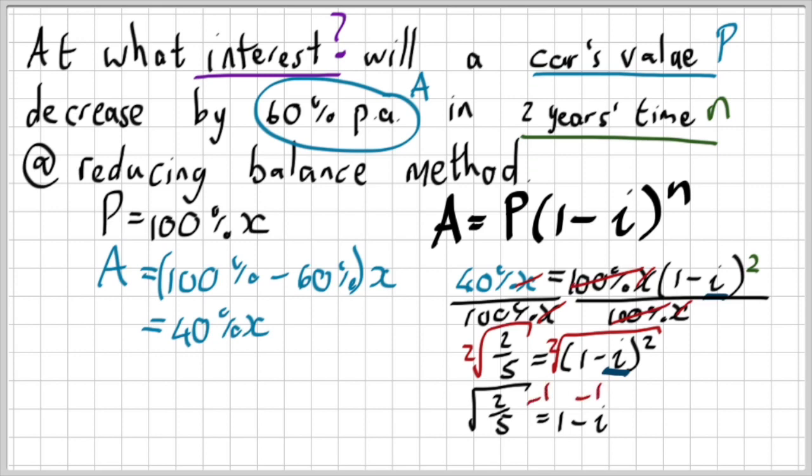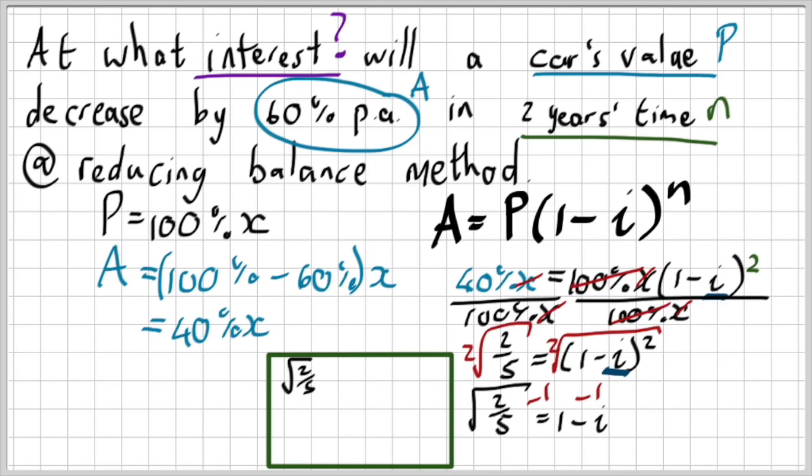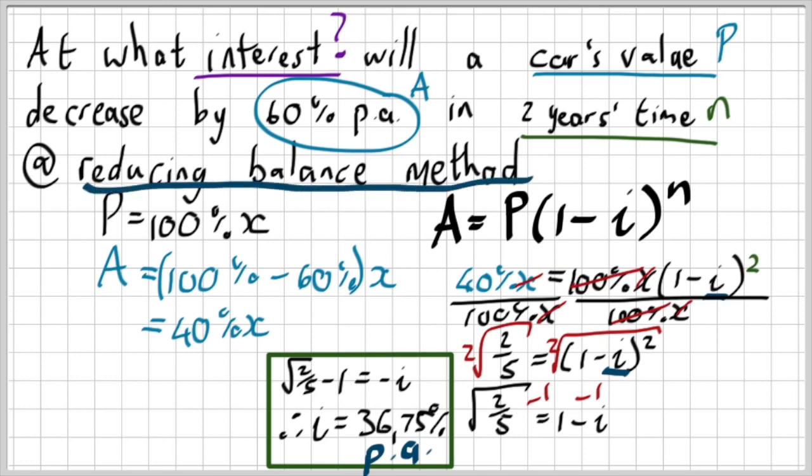I'm going to subtract 1 on both sides. And this is going to give me root of 2 over 5 minus 1, but that is equal to negative I. Solving for I then gives me 36.75% per annum. Remember that depreciation is always per annum. And this depreciation is on the reducing balance method.